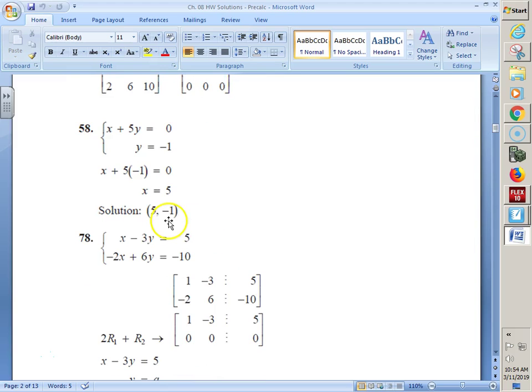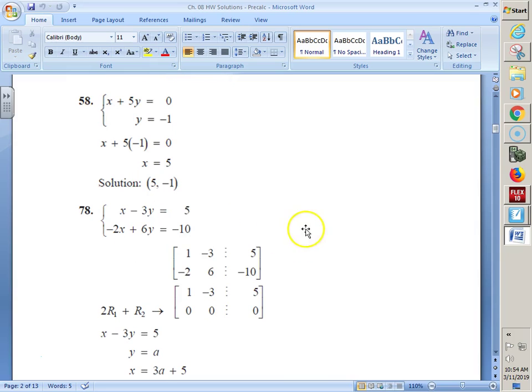Number 58, there were a few different ways to plug and chug, but basically a back substitution seals the deal, so you can solve that one pretty fast.